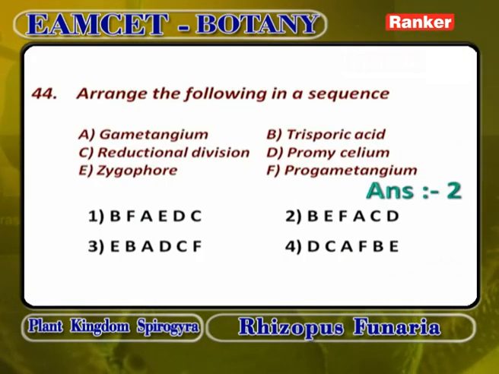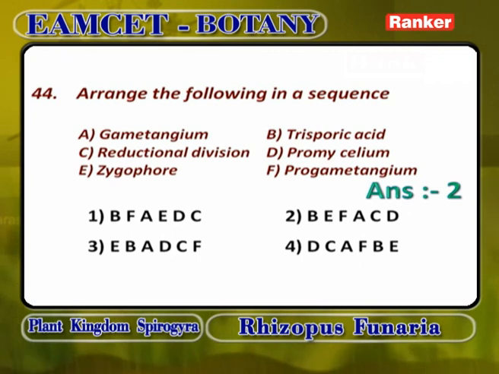Arrange the following in a sequence. First, always trisporic acid, then zygophore. So, after the activity of trisporic acid, the zygophore is formed. Then progametangium, every zygophore produces a progametangium. Then the progametangium divides into 2 by a septum. The lower portion is called suspensor, the upper portion is called gametangium. Then finally, after the gametangium, reduction division in the zygospore and finally promycelium.